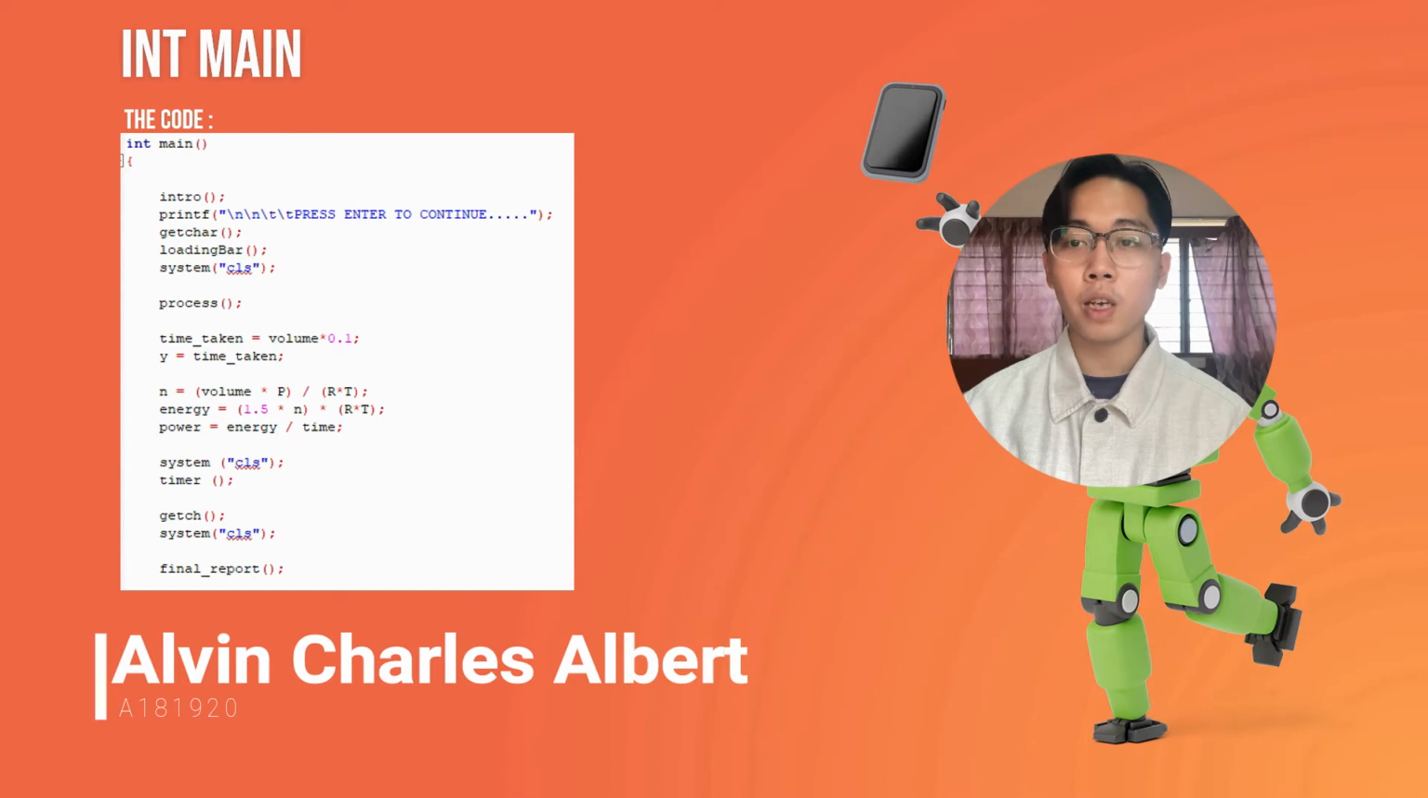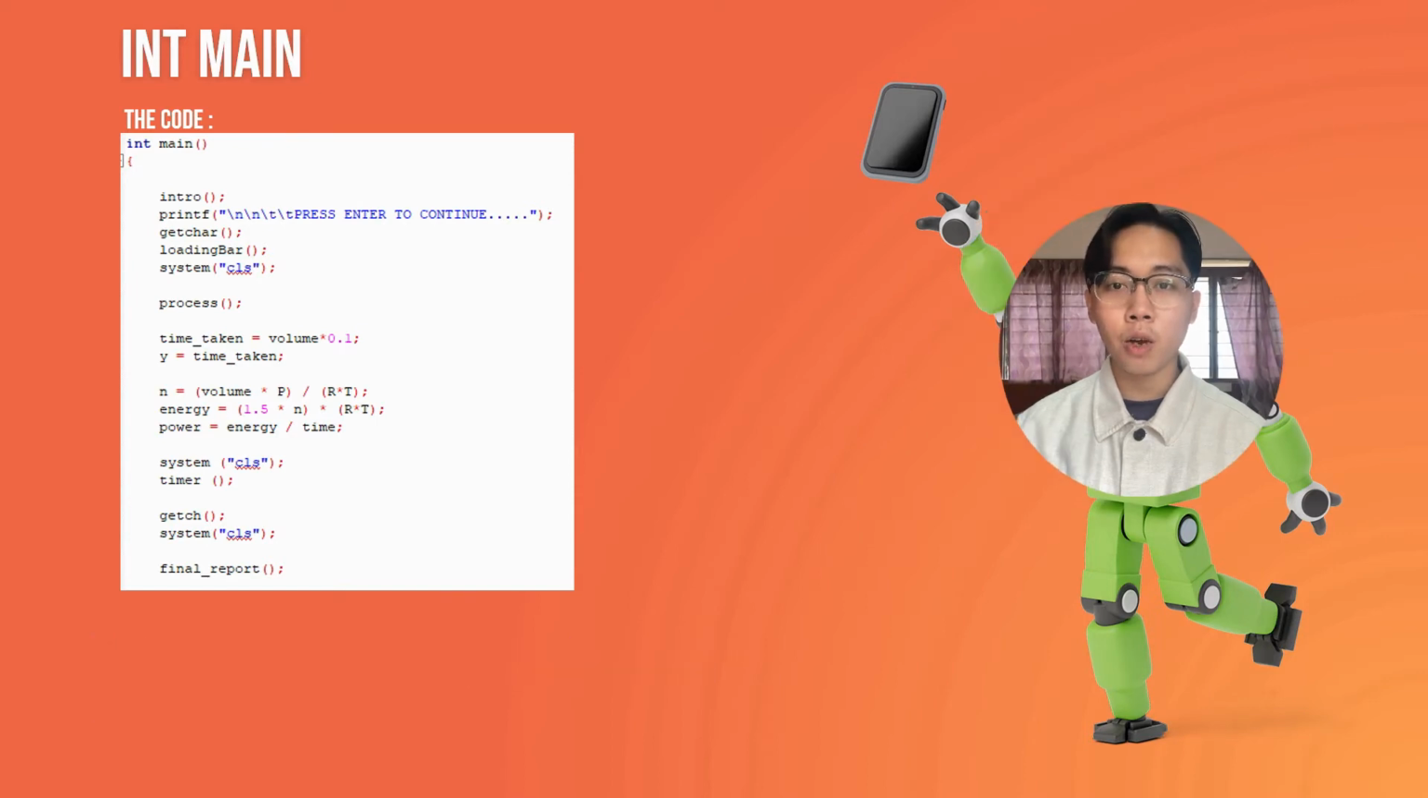For the main function, I do all the function calling. Before that, I already define all the constants that we get from our calculation, define all the functions that will be used inside this coding, and lastly, make most of the variables global variables.